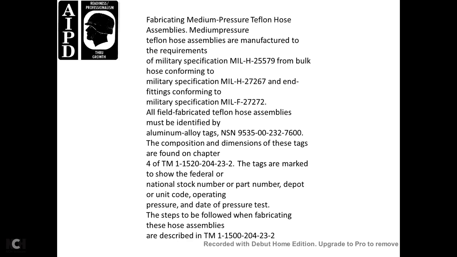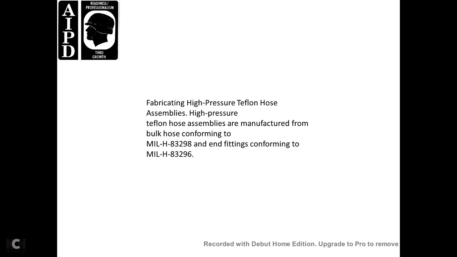1-1520-220-423. The tags are marked to show the Federal National Stock Number, Part Number, Depot Unit Code, operating pressure, and date of the pressure test. The steps to be followed in fabricating these hose assemblies are described in Technical Manual 1-1500-204-23. Fabricating high-pressure Teflon hose assemblies.